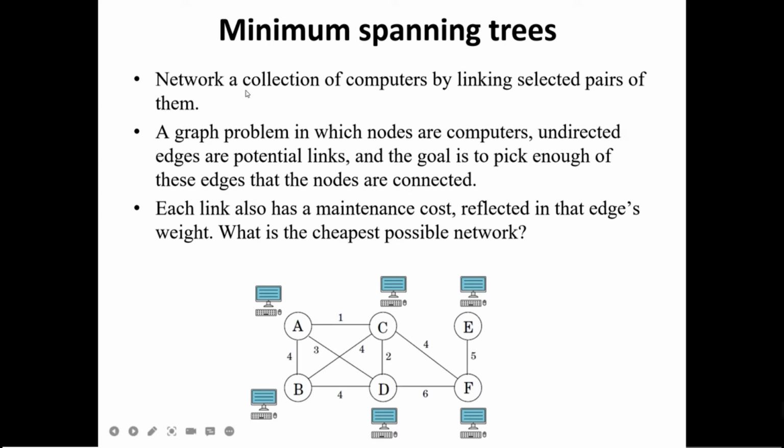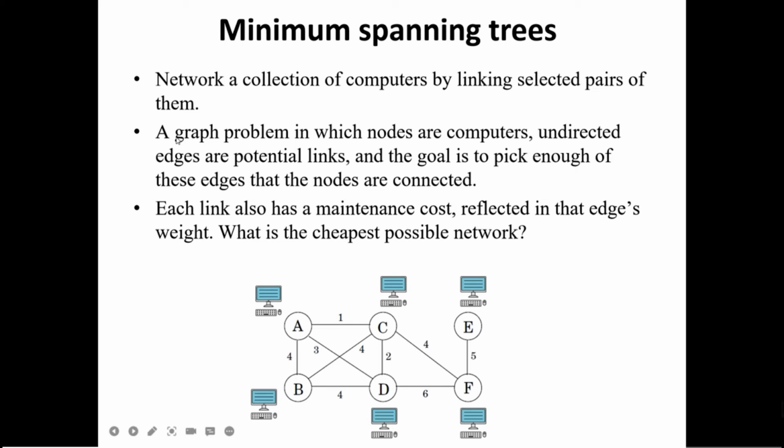Okay, let's first see a minimum spanning tree. Let's see a problem. For example, we want to network a collection of computers. We want to network them by linking some cables. It means by connecting different computers with some cables.